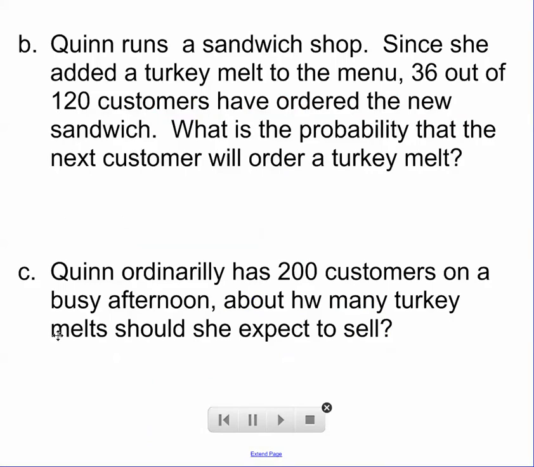Okay, Quinn runs a sandwich shop. Since she added a turkey melt to the menu, 36 out of the 120 customers have ordered the new sandwich. What's the probability that the next customer will order a turkey melt? Well, 36 out of the 120 that have come in have ordered the turkey melt, so that comes out to a probability of 0.3, or we could say 30%. You could also say 3 out of 10. 3 out of every 10 people that'll come in.